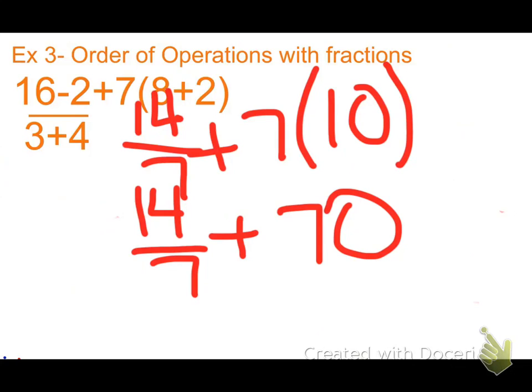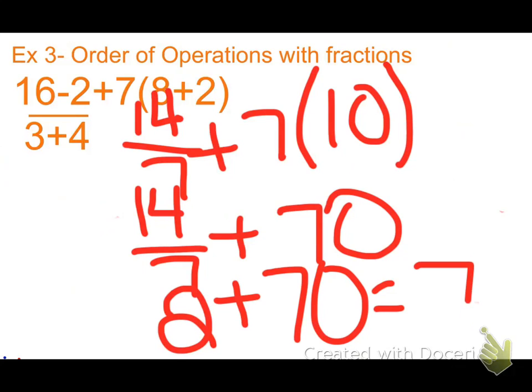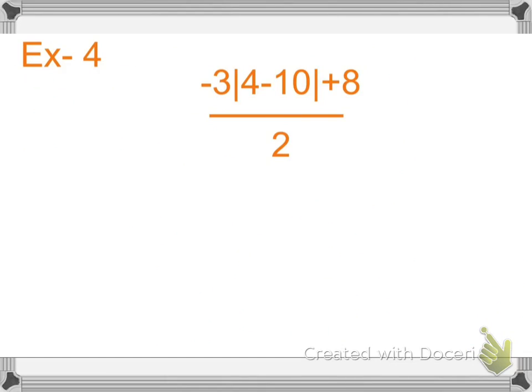Okay, so now what we do is simplify 14 over 7, which equals 2. So that equals 2 plus 70, which equals the answer, 72. Now moving on to example 4: negative 3 absolute value of 4 minus 10, plus 8 divided by 2.